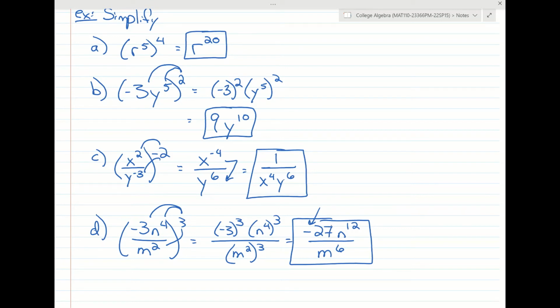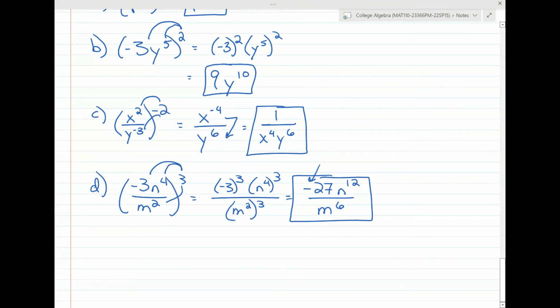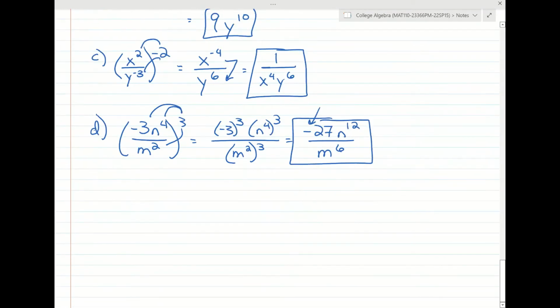What if we had something like this? We'll call it negative exponents and fractions.